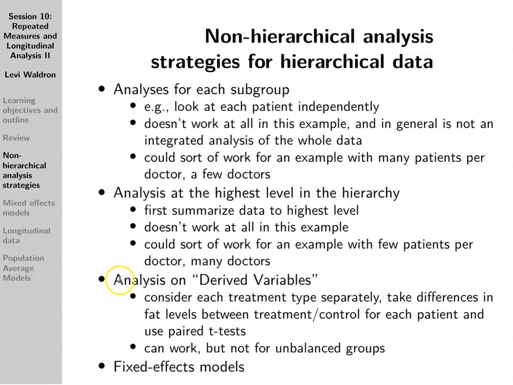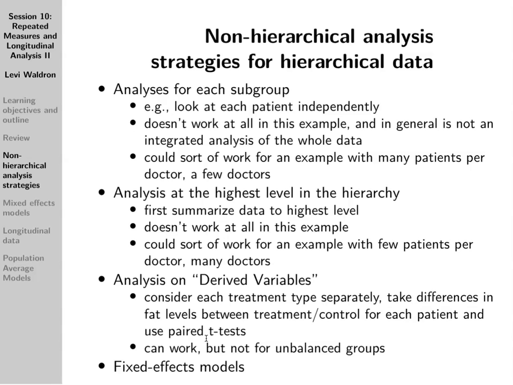Then there's an analysis on so-called derived variables. In this example, it would be considering each treatment separately and taking the differences in fat levels between treatment and control for each patient and using paired t-tests. So that would work in this case. You could do one t-test for each of the 3 treatments where your derived variable is the fat measurement on treatment minus the fat measurement on placebo. So it would work here, but it would not work for unbalanced groups.